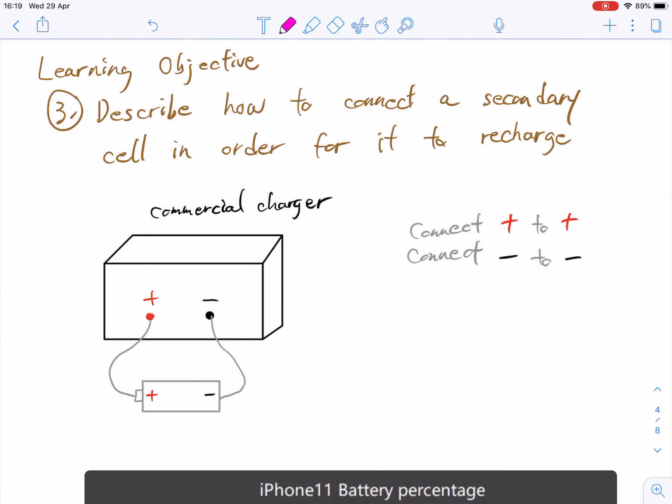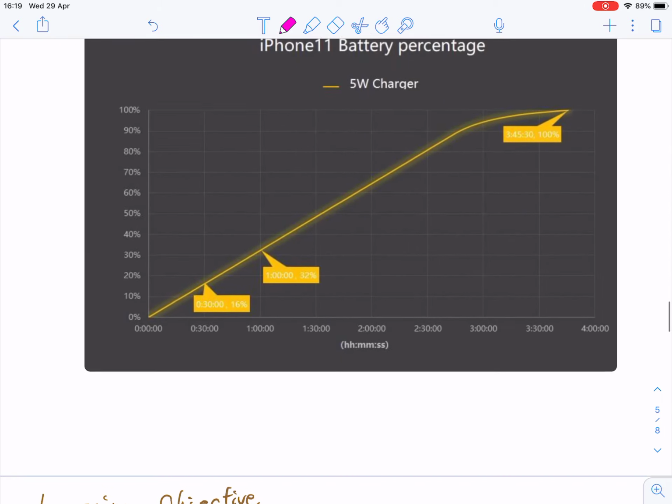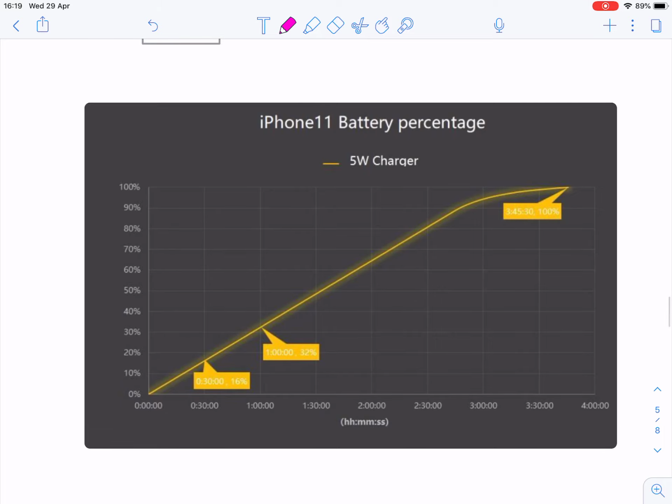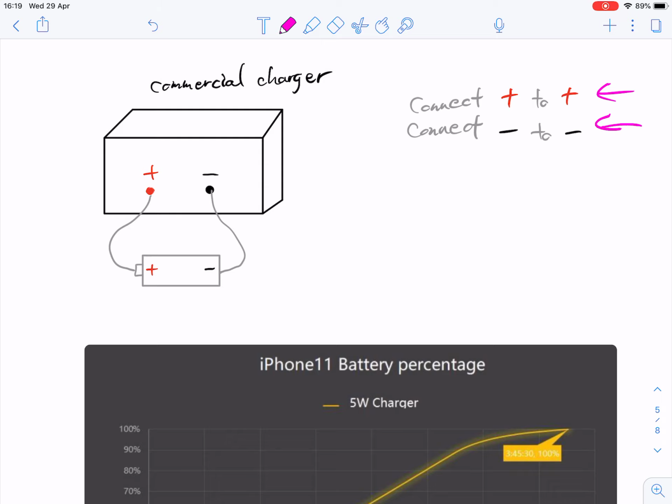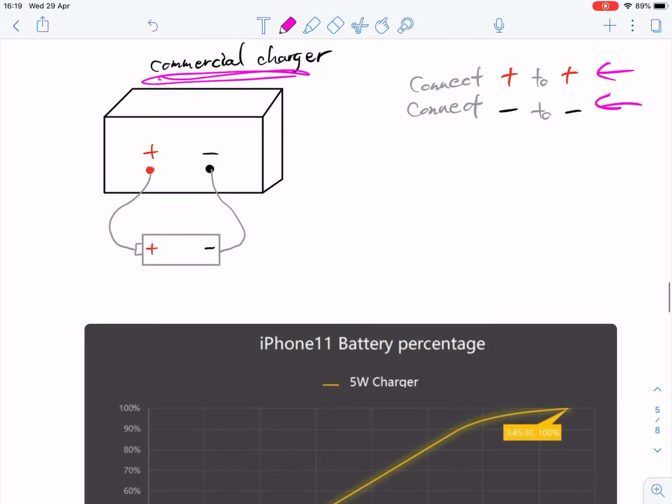Okay, on to our third learning objective, which is to describe how to connect secondary cells in order to recharge it. So pretty straightforward, positive to positive, negative to negative, and that's pretty much it in terms of this learning objective. Now, I've decided to extend the knowledge a little bit further and talk about phones because you want to make sure you use a commercial charger.